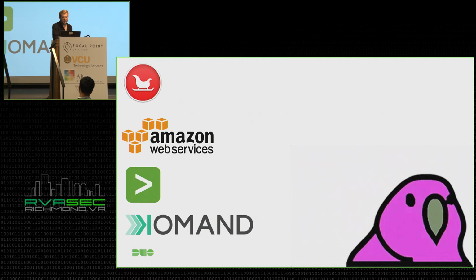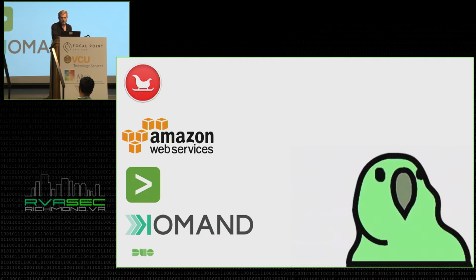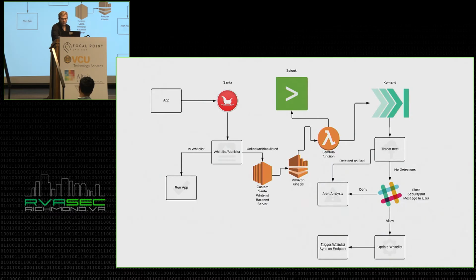And with all those, we're ready to party. So let's talk about how all this fits together. So here's kind of the flow chart of how this works. We have our application that runs. Santa picks it up. It checks it against the whitelist and blacklist. If it's in the whitelist, it's fine. It just lets it run.